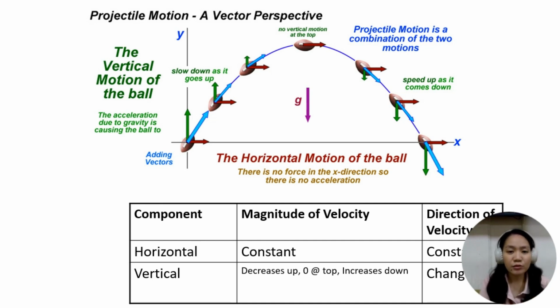You can see the blue arrows in the figure that as the object goes up, the blue arrows get shorter and shorter, which again indicates a slowing down or a decrease in its velocity. But as the object goes down, the object's velocity increases as represented by the blue arrows that are getting longer and longer.